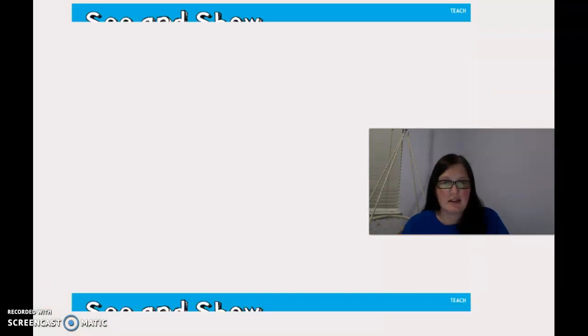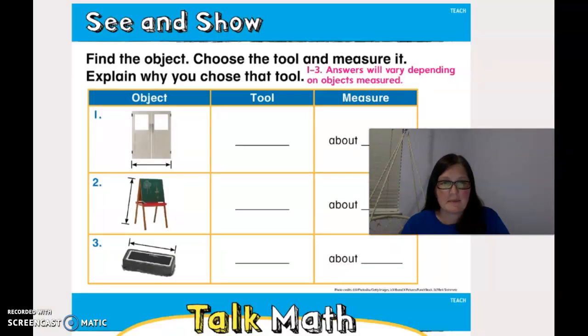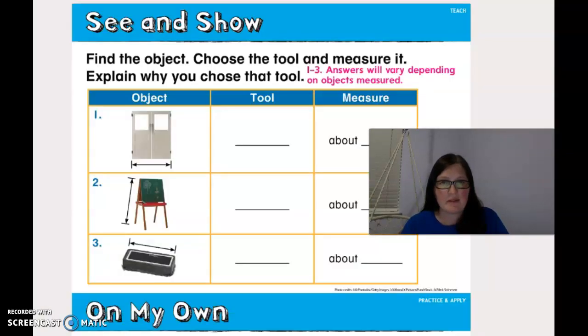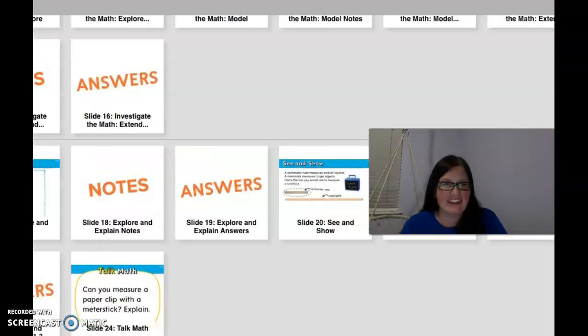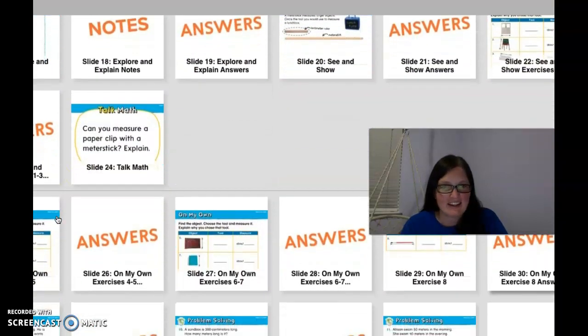So let's take a look. Of course, they're going to vary. Does it not want to change pages for me? I guess not. We're stuck on this one.